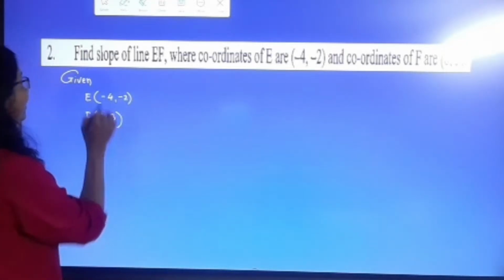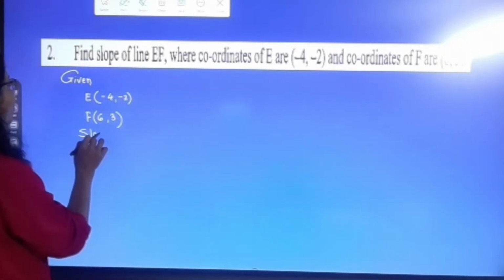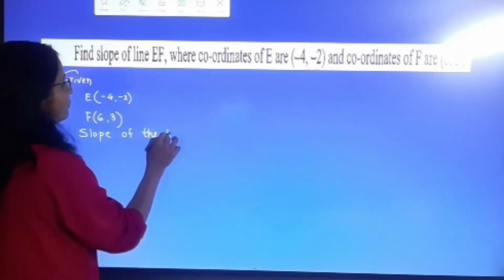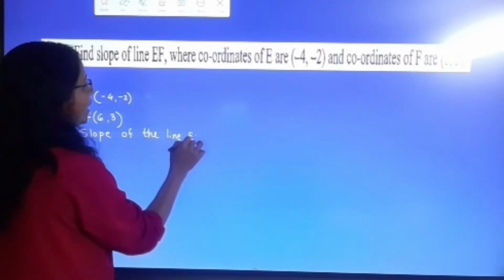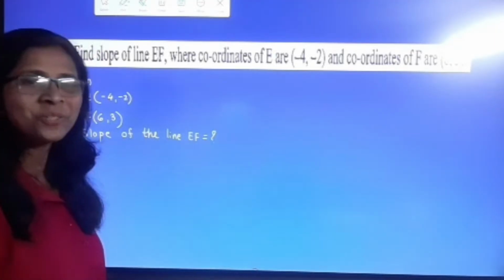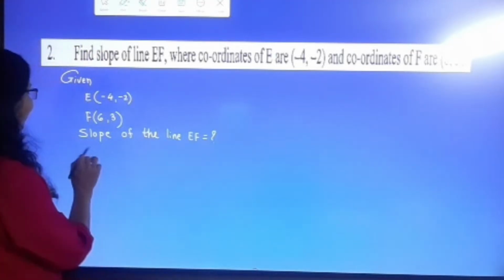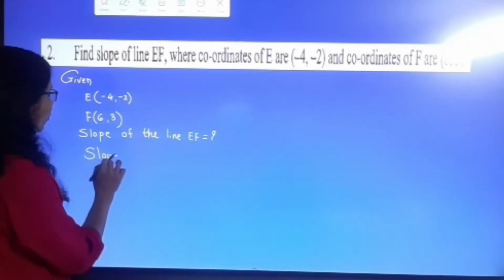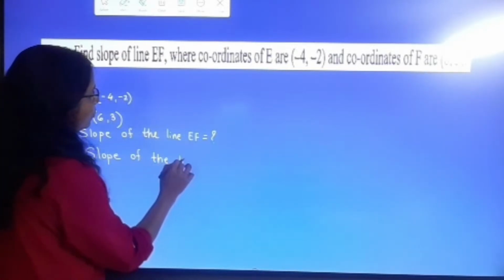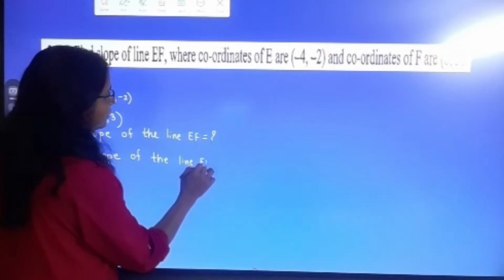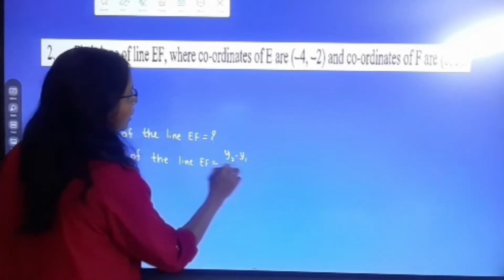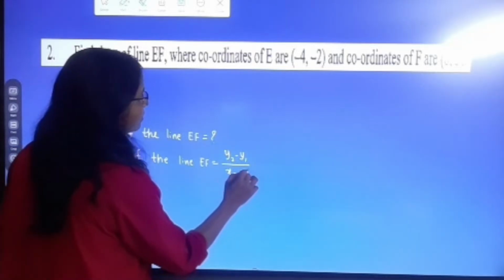Okay students, and then I write down the slope of the line EF. Slope of the line EF is equal to question mark. Okay students, so now I write down the formula: slope of the line EF is equal to y2 minus y1 upon x2 minus x1.